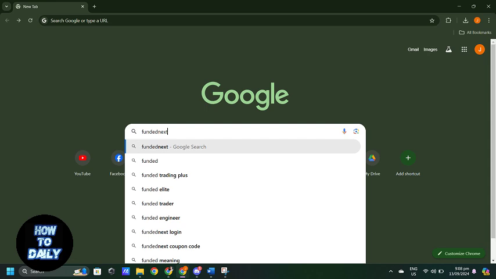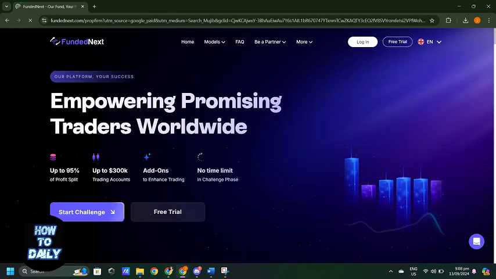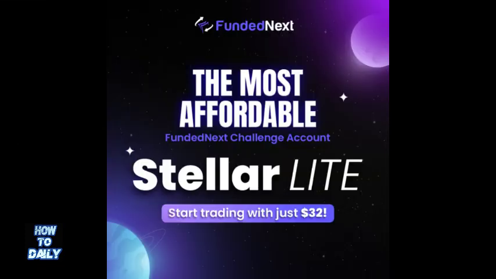funded trading account. So first, create an account on FundedNext by visiting their website. Now choose the StellarLite option to connect your trading activity. Log into StellarLite and start trading as per the guidelines of FundedNext. Remember, you will need to maintain a risk management and achieve specific profit targets to pass the trial.